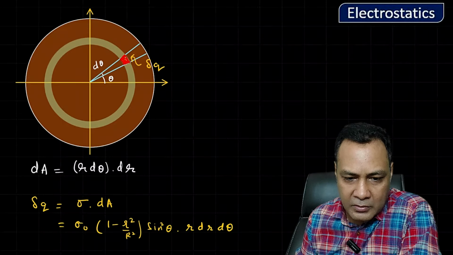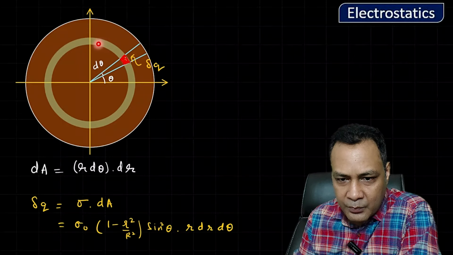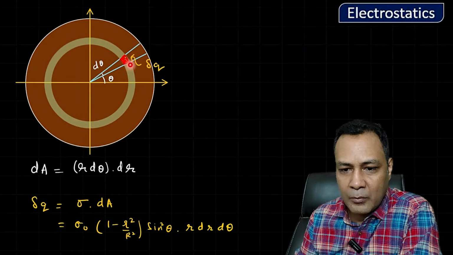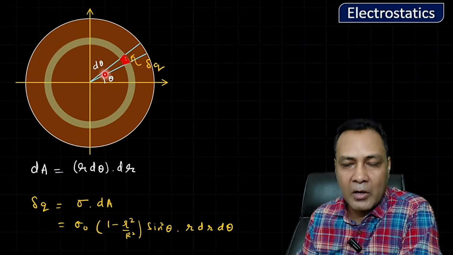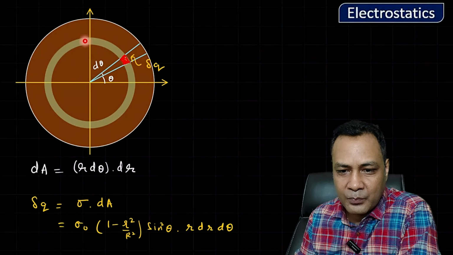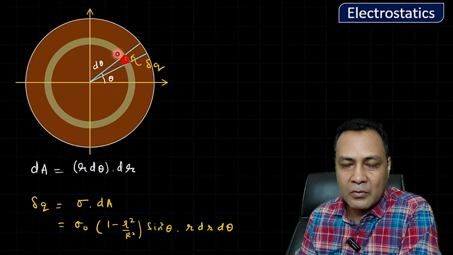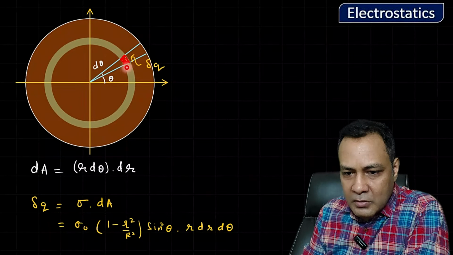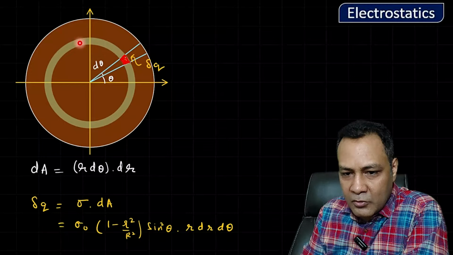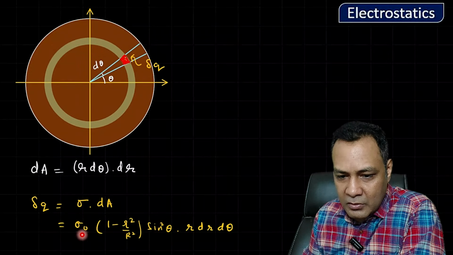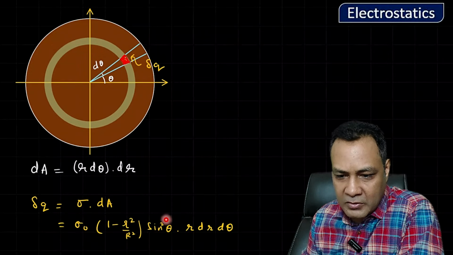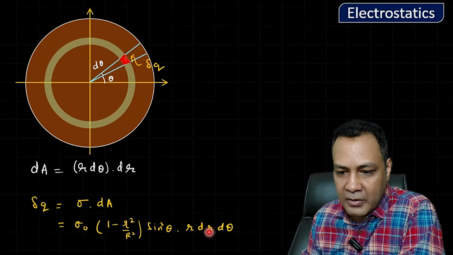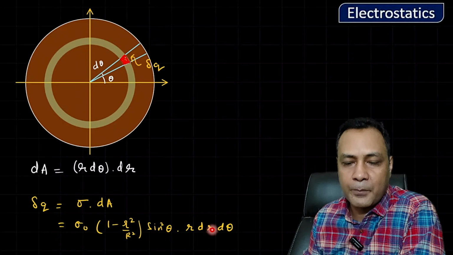Now if I go on this elemental ring, the radius is between r to r plus dr. So r does not change. dr is so small. That is the beauty of the calculus. So on this, if I take this element from here to here, only theta varies. So on this part, sigma naught is fixed, 1 minus small r square by capital R square is fixed, r dr is fixed. The only variation is with theta.